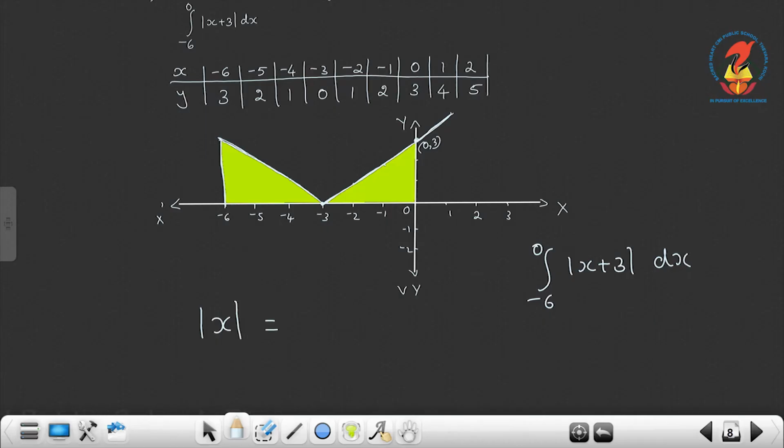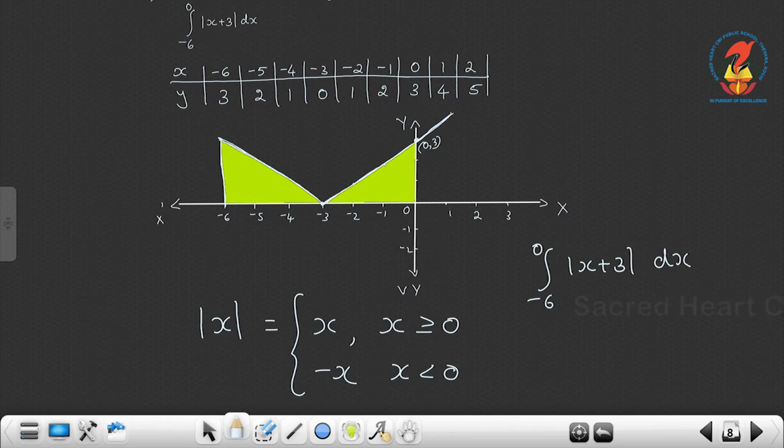Mod x, children, is defined as positive x if x is greater than or equal to 0, and negative x when x is less than 0. This type of mod x we can define in two ways, that is when x is 0 or more than 0 and x is less than 0. The same thing here also. At minus 3 the function mod x plus 3 is 0, and on the right hand side the value is positive, but on the left it is actually negative. So we have to split it and do it. Don't write together, we have to split it.